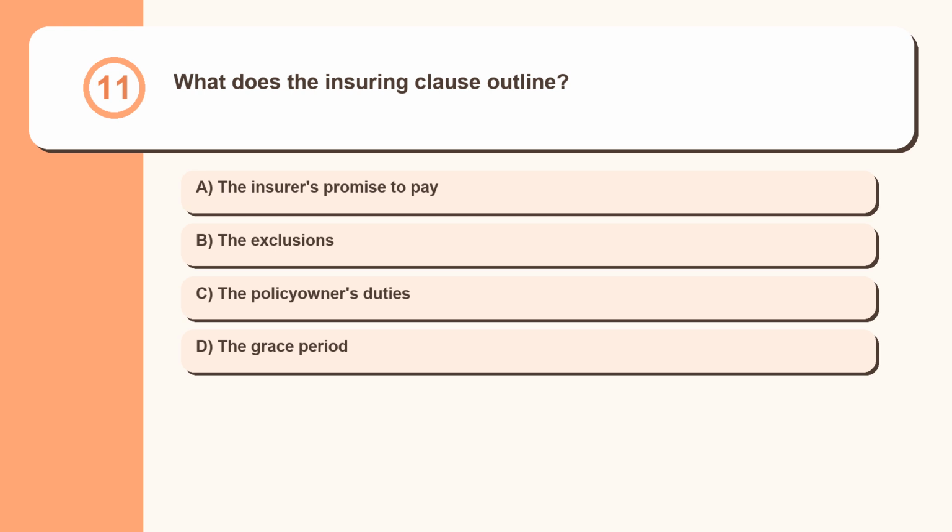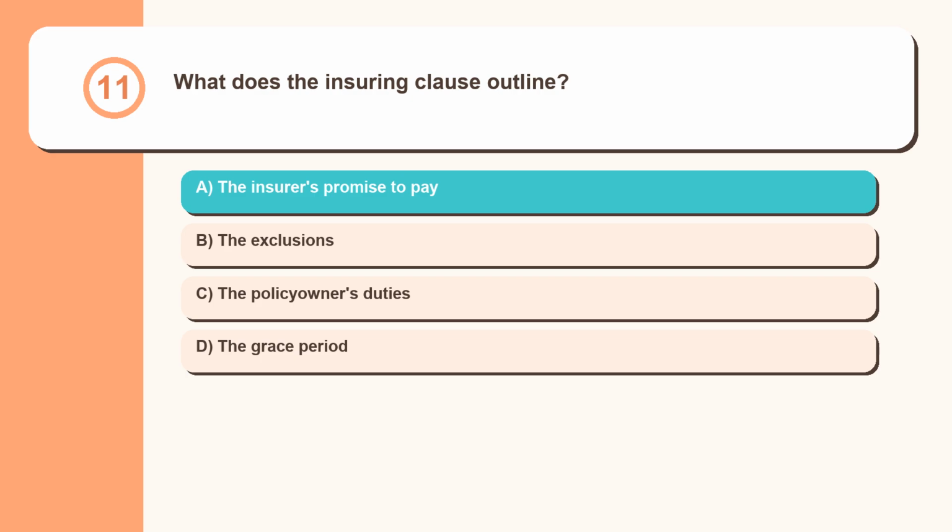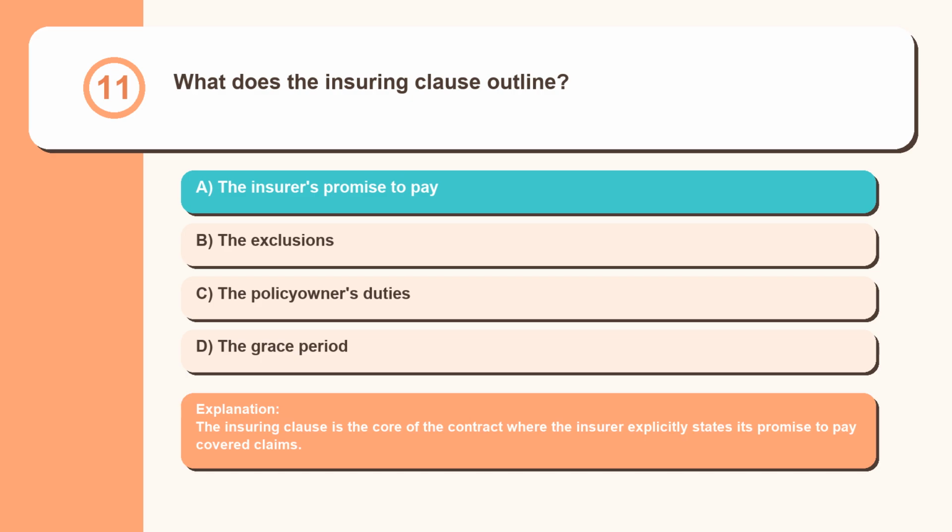Question 11. What does the insuring clause outline? The insurer's promise to pay, the exclusions, the policy owner's duties, the grace period. The insuring clause is the core of the contract where the insurer explicitly states its promise to pay covered claims.